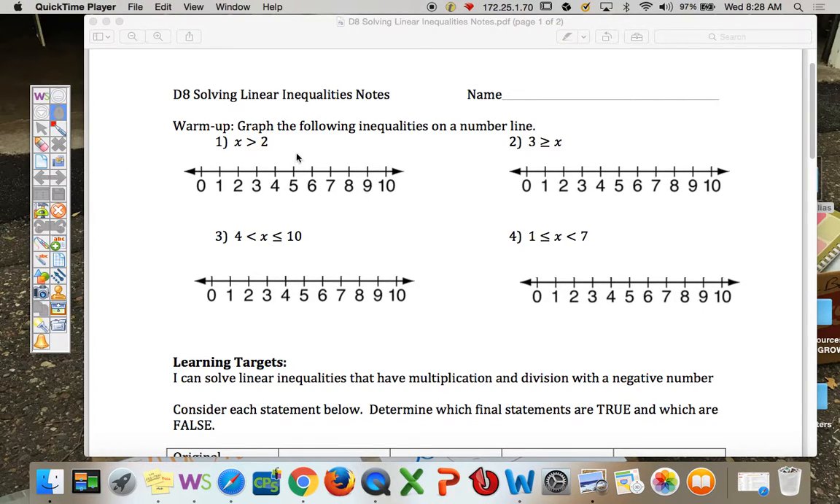Today we're going to look at solving linear inequalities a second day. So we're going to start with the warm-up. Graph the following inequalities on a number line, and this is what we did yesterday.